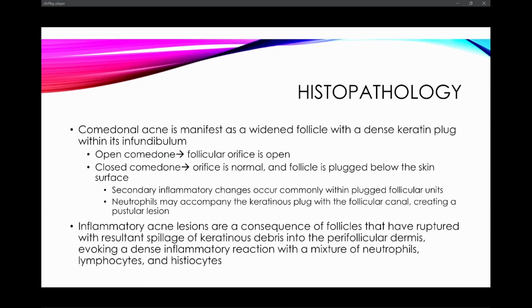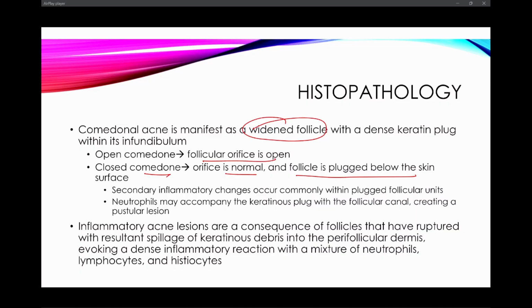So comedonal acne is manifested as a widened follicle. So the follicle gets wide, then all this keratin plug gets stuck. Remember we talked about yesterday, I had you all breathe in real deep and all the dead cells? Those dead cells can go into the follicle and they cause a plug. So all the oil that's continuously being produced has nowhere to go because it's been plugged up by the keratin. Okay, so an open comedone, the follicle orifice is open. These are a little bit like whiteheads, which is just white blood cells. A closed comedone is when the orifice is normal and the follicle is plugged below the skin surface.